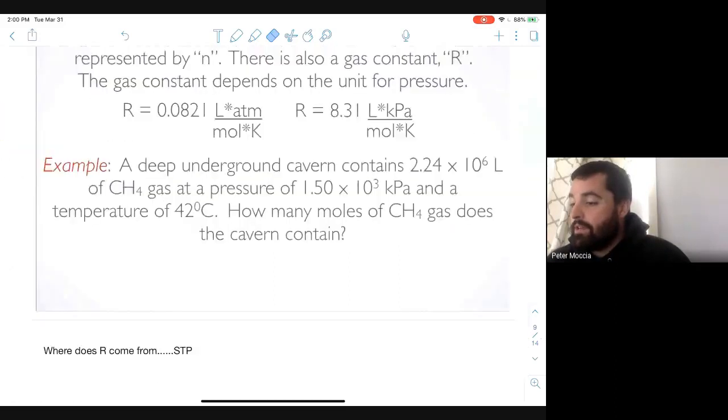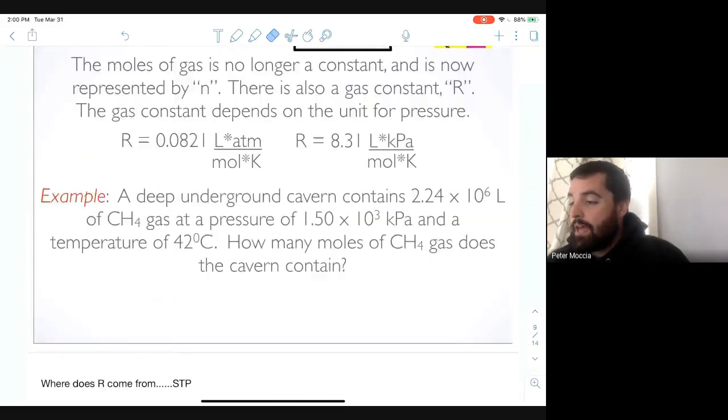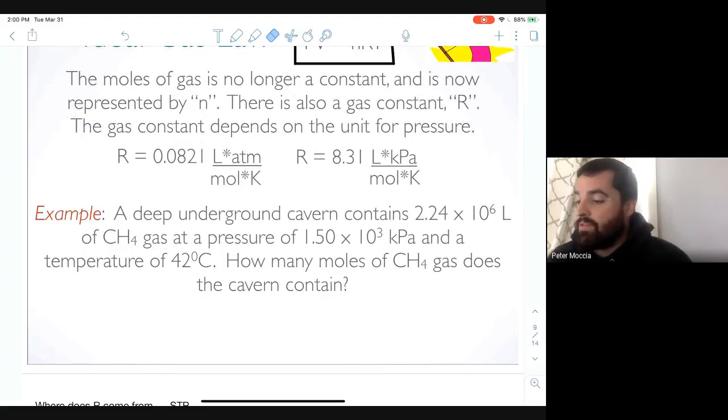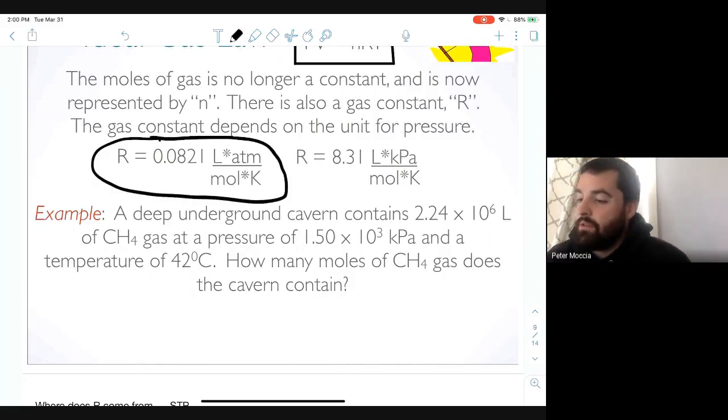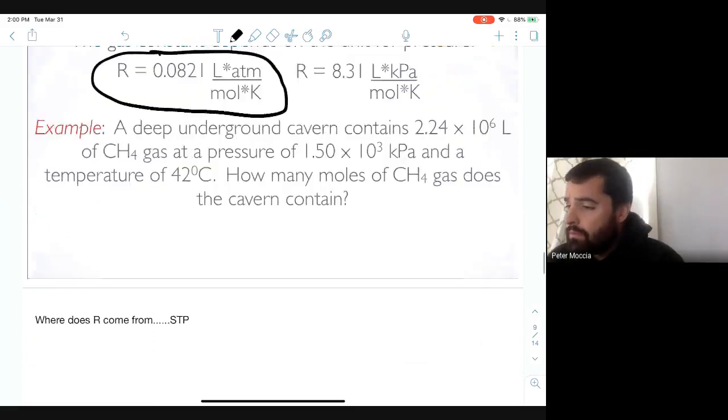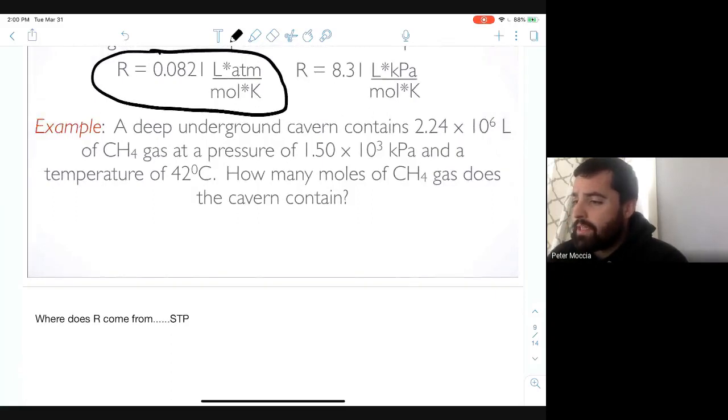All right, so here's the deal. Right here, we have two different values for R. This is the one that I want to use. So we're going to have to do some conversions, okay, to go from kilopascals to atmospheres, okay? So we're going to write down our givens.